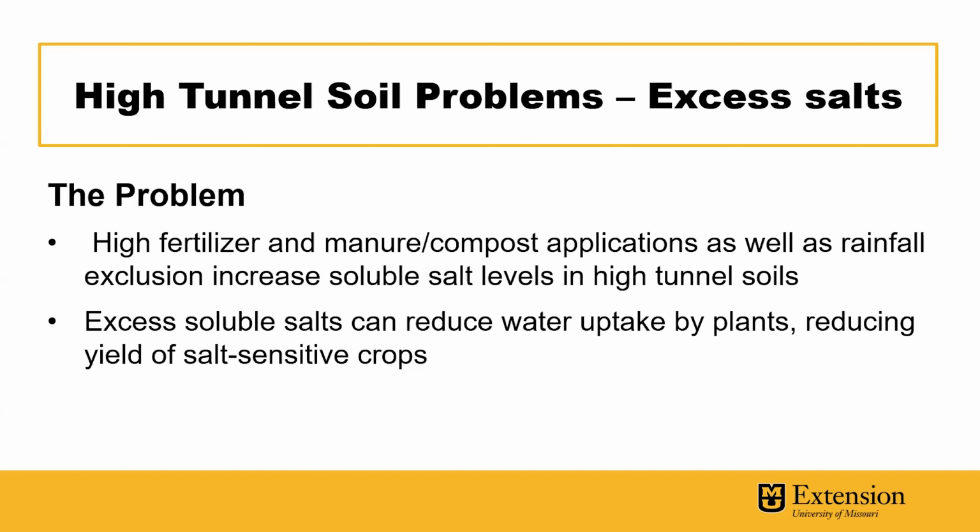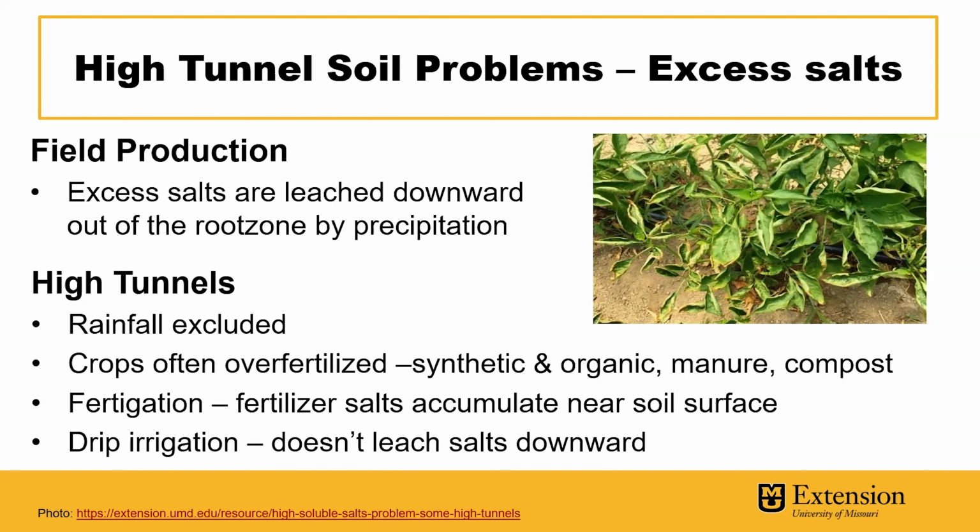In field production of vegetables in Missouri, this is generally not an issue. We have high amounts of precipitation that are capable of leaching these excess salts away from the root zone and into deeper profiles of the soil. However, in high tunnels, rainfall is excluded, and crops are often over-fertilized with both synthetic and organic fertilizers, as well as high applications of manure and compost. Fertigation is often used as well, and this causes fertilizer salts to accumulate near the soil surface.